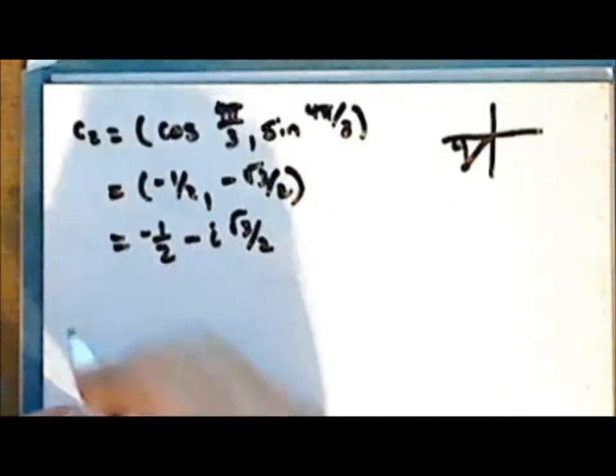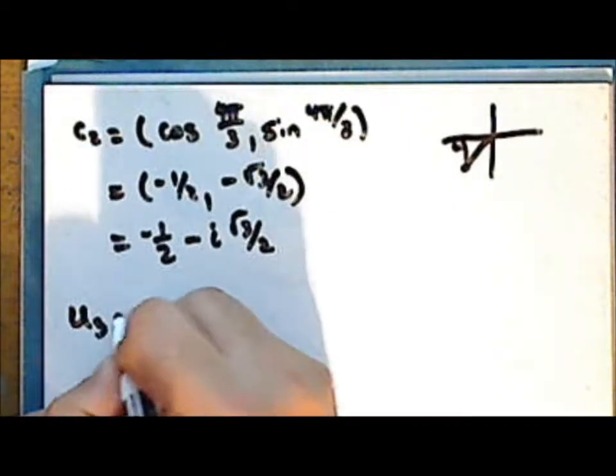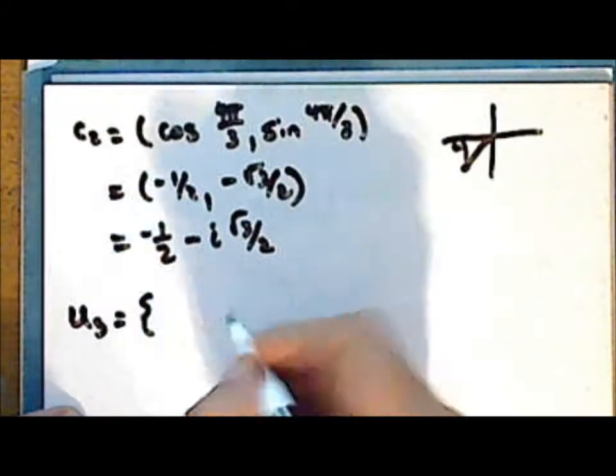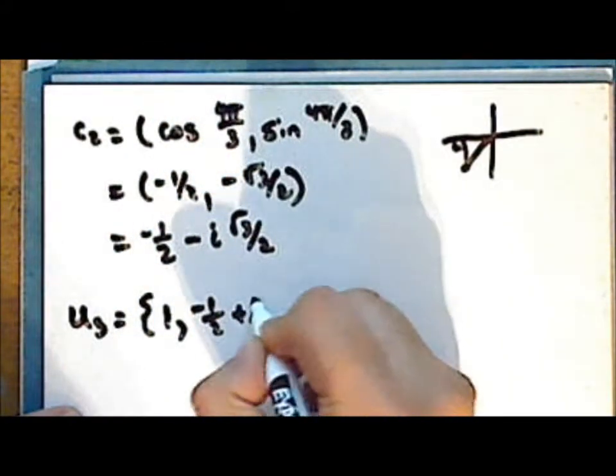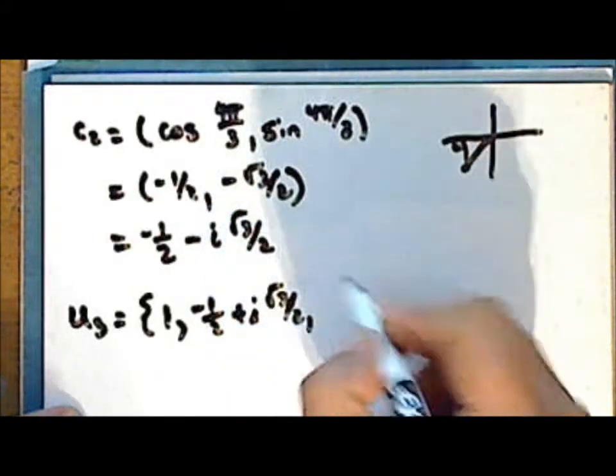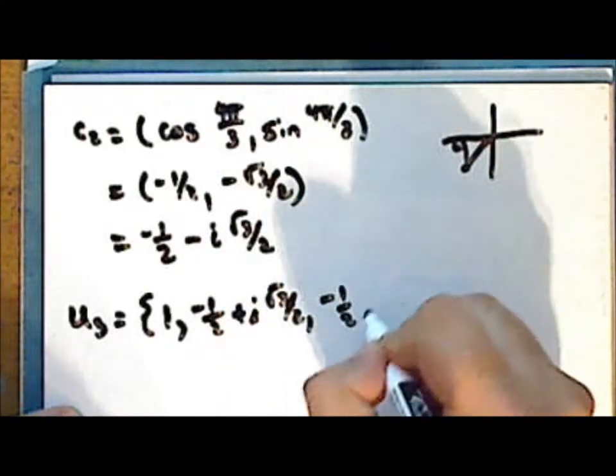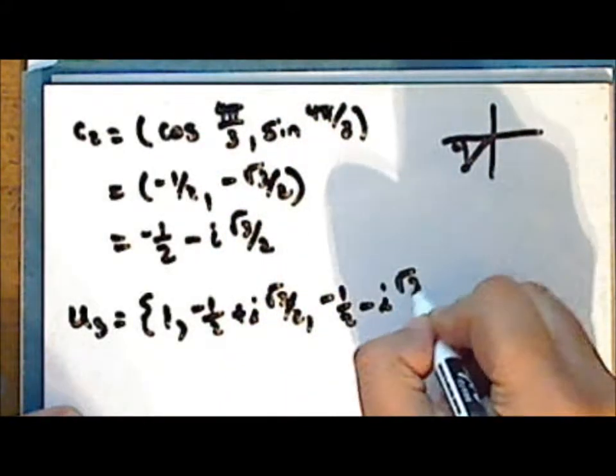And so the three cube roots of unity are the numbers 1, negative 1/2 plus i times the square root of 3 over 2, and negative 1/2 minus i times the square root of 3 over 2. Once again, let's look at the geometry.